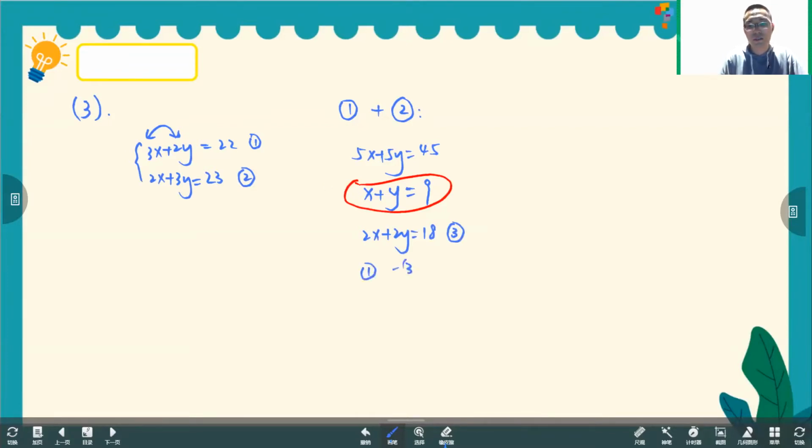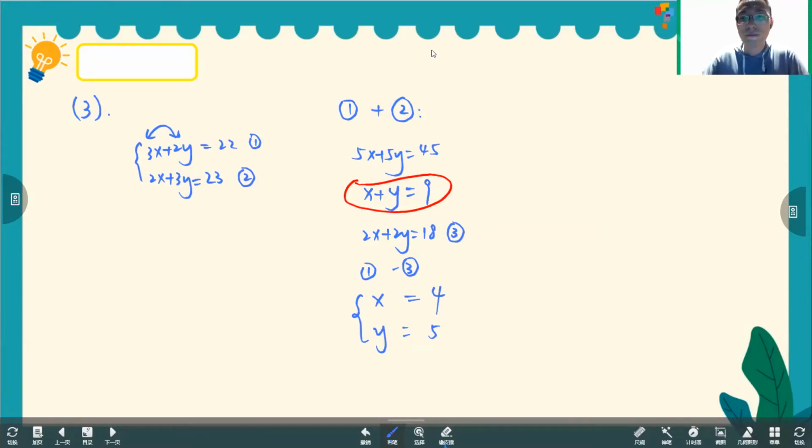So 1 minus 3, it will give us 3x minus 2x, 1x, 2y minus 2y cancels out, and on the right-hand side of the equation, 22 minus 18, 4. Yeah, x equals to 4. And then we plug this back into this equation over here. So 4 plus y is 9. So congratulations to everyone who got x equals to 4, y equals to 5. That is the correct answer.